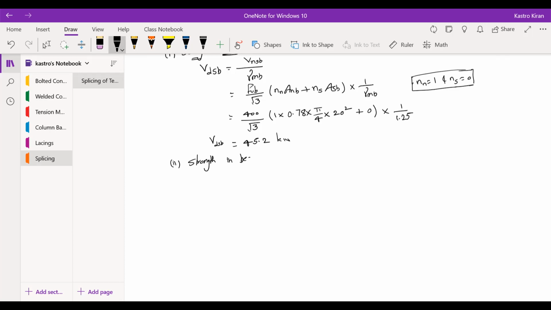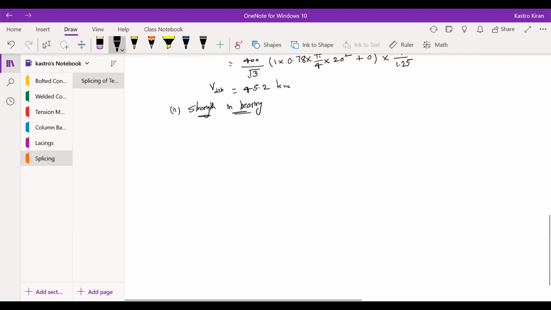Strength in bearing. The strength in bearing is calculated using VDPB equals VNPB by gamma MB, where VNPB equals 2.5 KB D T into FU. So this is the formula of VNPB divided by gamma MB.